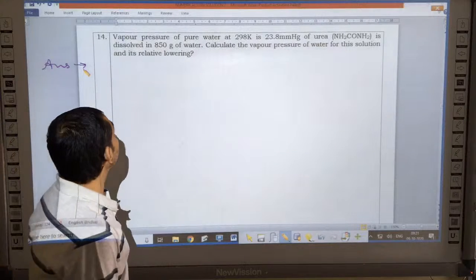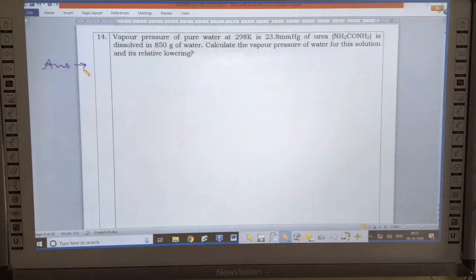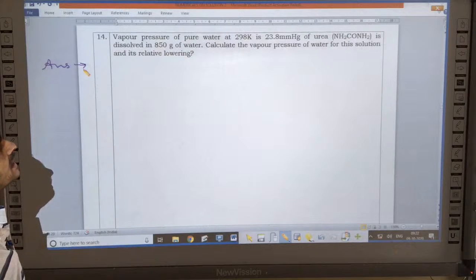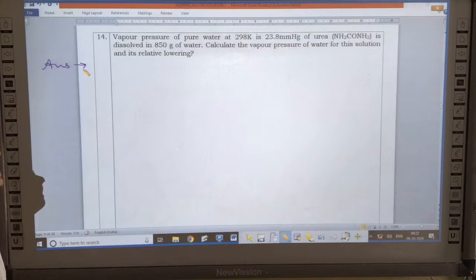You read the numerical. Vapor pressure of pure water at 298 Kelvin is 23.8 mmHg. Urea is dissolved in 850 gram of water. Calculate the vapor pressure of water for this solution and its relative lowering. Now you have to calculate what vapor pressure and its relative lowering.